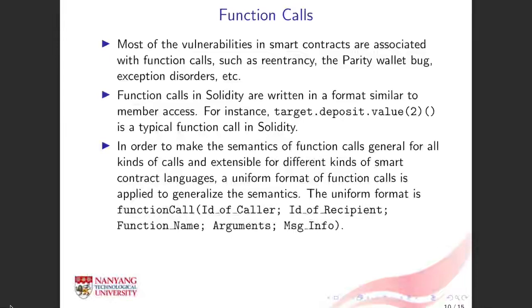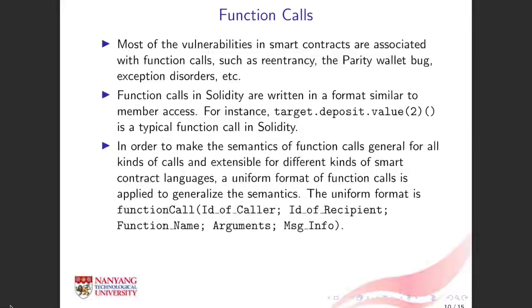Most of the vulnerabilities in smart contracts are associated with function calls, such as reentrancy, the Parity bug, and exception disorders. Function calls in Solidity are written in a format similar to member access. For instance, target.deposit.value(true) is a typical function call in Solidity. To be specific, target specifies a recipient instance, and deposit is the function to be called in that instance.